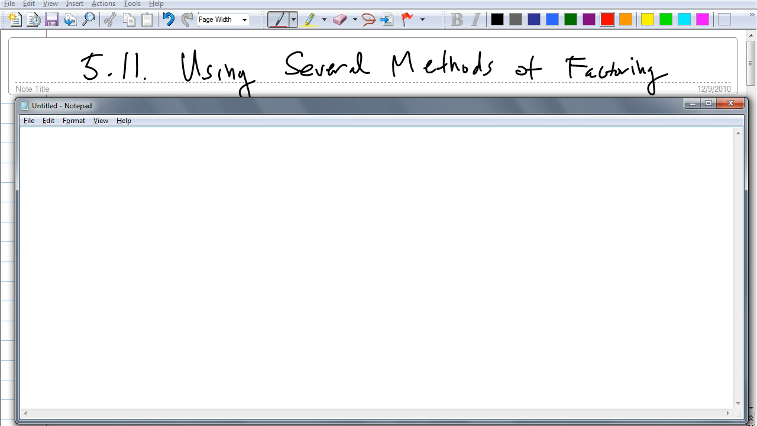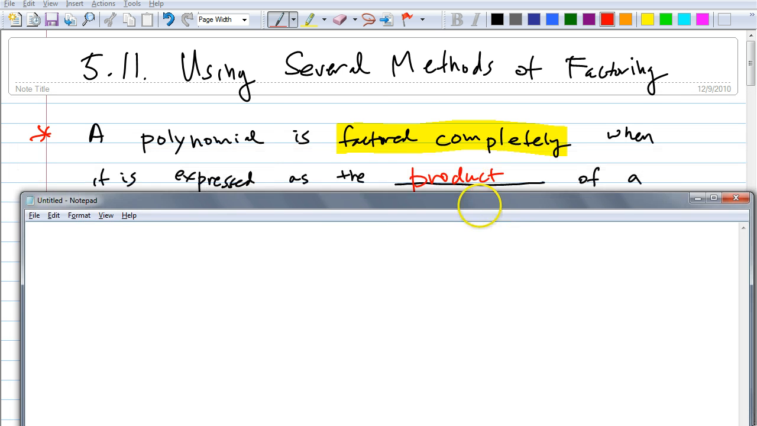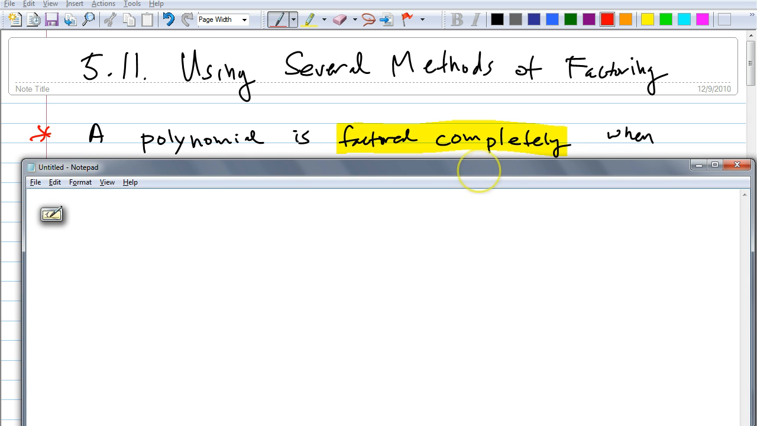So before we get to that, let me explain what factoring completely really means, right? When I say factor, you need to factor completely, just like when you simplify, you want to simplify completely. So write this down. A polynomial is factored completely when, anybody know how we describe something that's factored completely? Any idea? A polynomial is factored completely when, yeah.